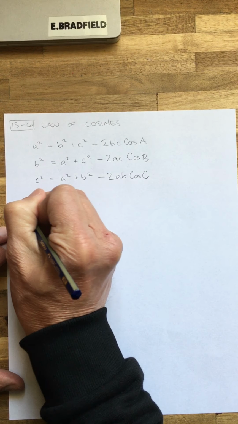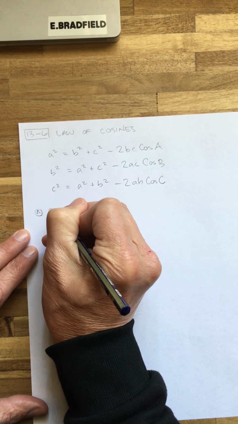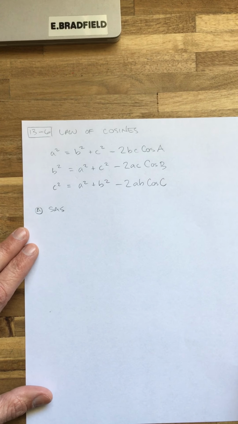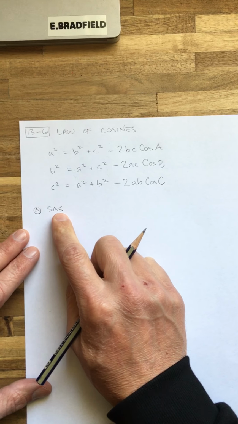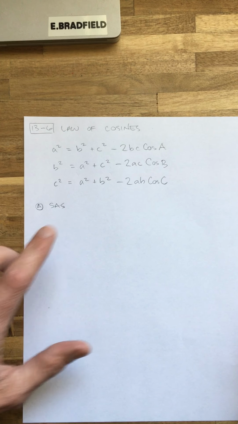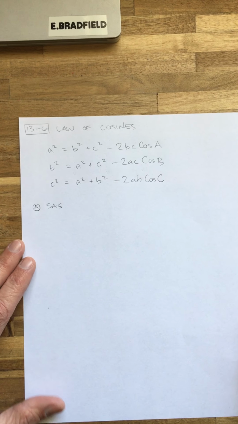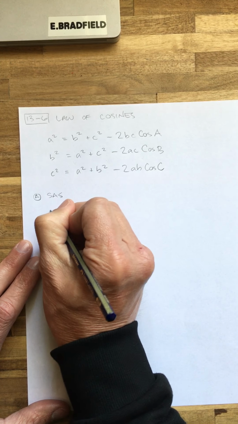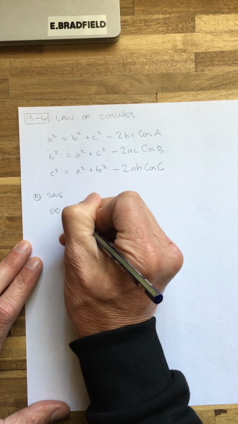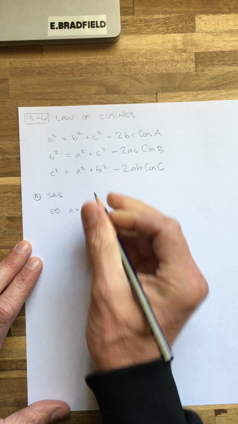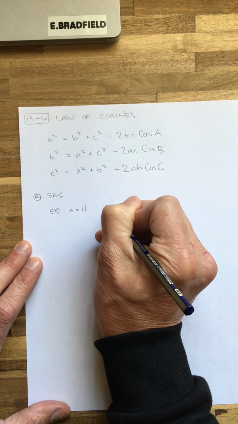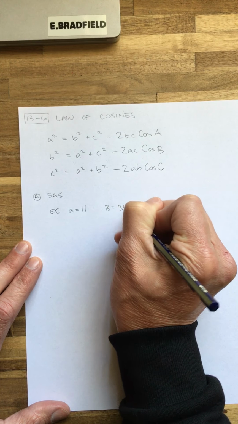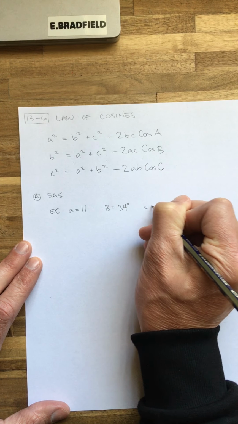Here we go. Part A, we have the SAS case. And again, you don't really need to memorize this. The main thing is when you have only one angle, you've got your work cut out for you. Let me just show you the example. We have that side a is equal to 11, angle B is equal to 34 degrees, and side c is equal to 14.